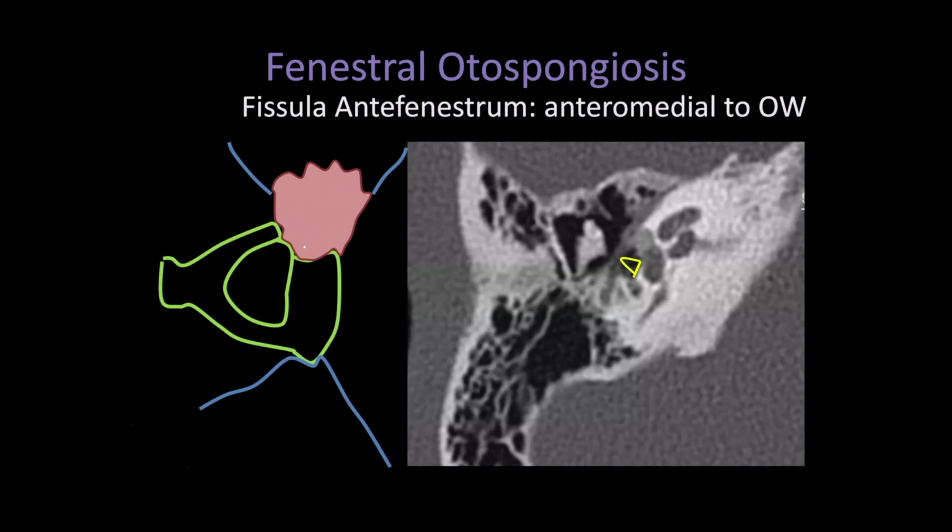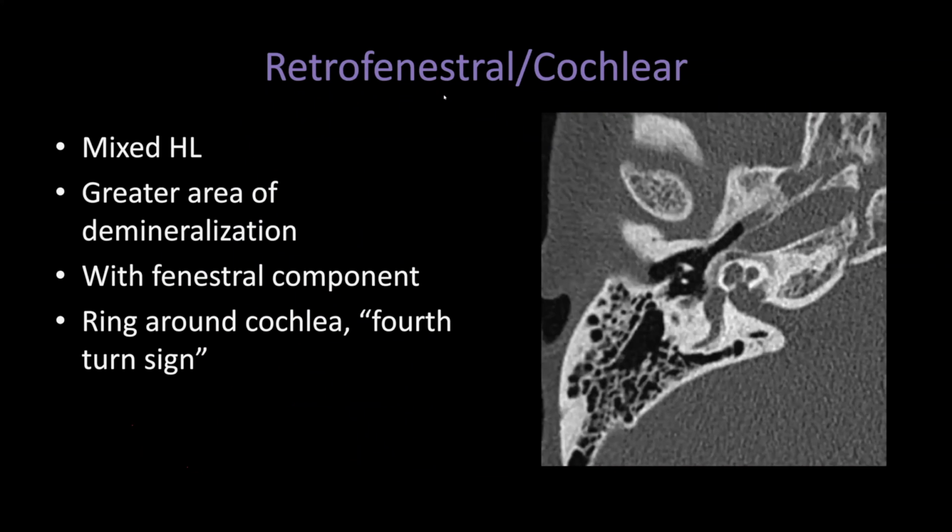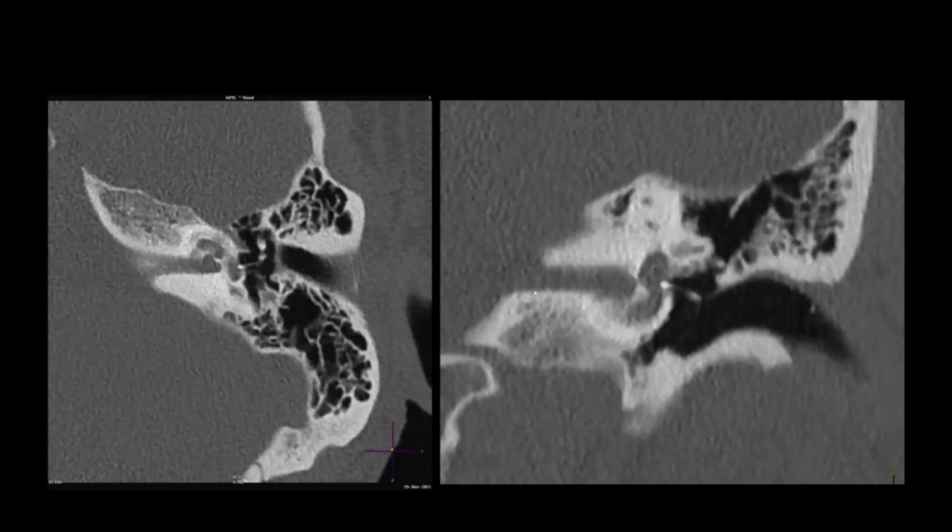Now, because this is an expansile spongiotic bone, it'll typically encroach onto the stapes footplate and the oval window and cause conductive hearing loss. The retrofenestral type is basically going to have a fenestral component, so you'll still see lucency in the region of the fissula ante fenestram, but then you'll see lucency elsewhere within the otic capsule. Here you can see this long ring-like structure around the cochlea, often known as the fourth cochlear turn sign. It can be anywhere in the otic capsule. You can see it around the vestibular structures as well.